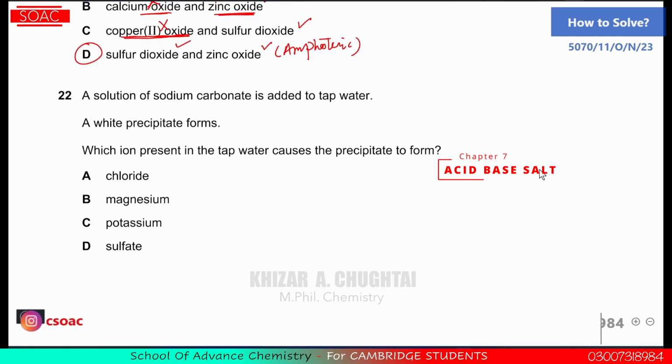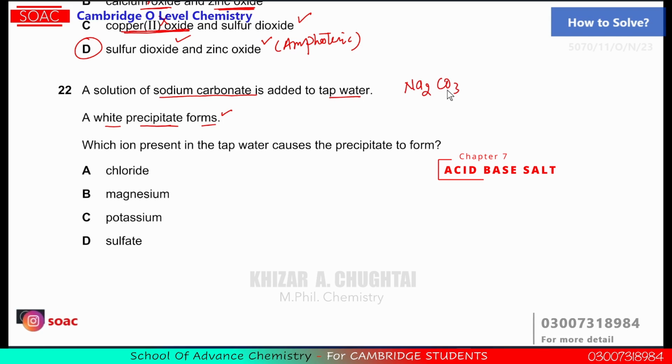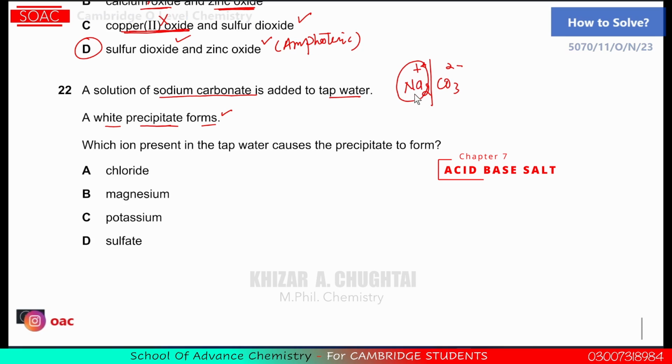Question number 22. A solution of sodium carbonate is added to tap water, a white precipitate forms. So we have sodium carbonate, with sodium ions and carbonate ions. Basically, no precipitate forms because of the sodium. So the precipitate is going to form because of carbonate.